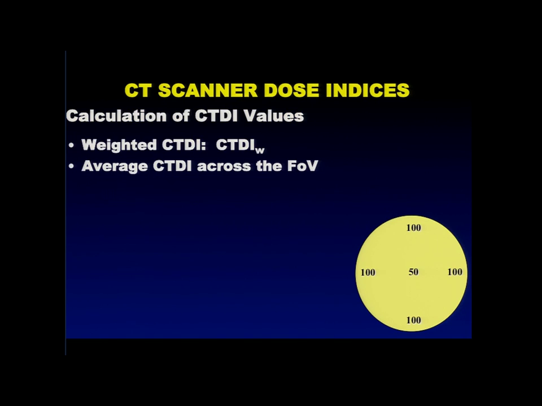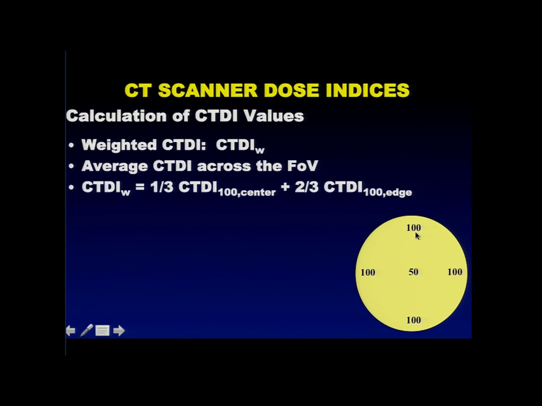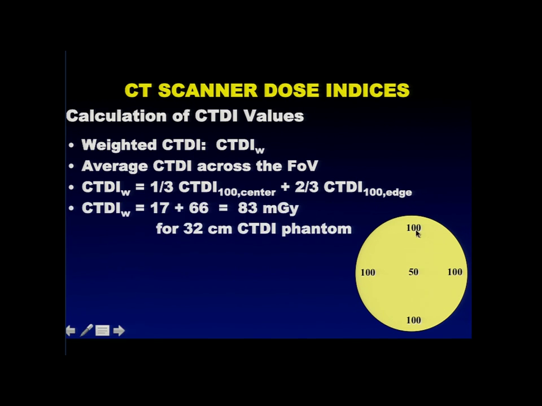Well, we all know about CTDIw. What is it? Well, we're weighting the two traditional CTDI measurements, the one that's a centimeter below the surface of the phantom and the one that's at the center of the phantom. And we're taking a third of the central reading and 2/3 of the reading 1 centimeter deep. And if we do the math, where I have 100 units of dose at the surface and 50 in the center, I'm going to come up with 83 milligray.